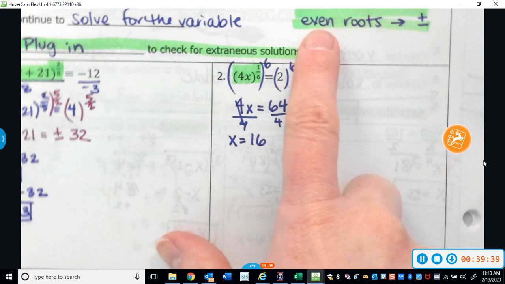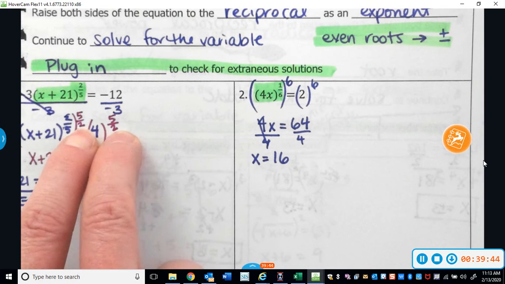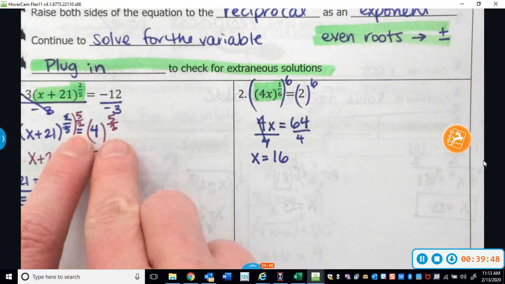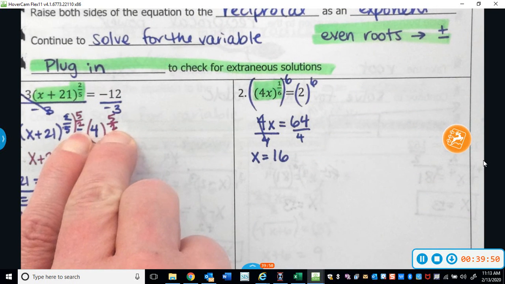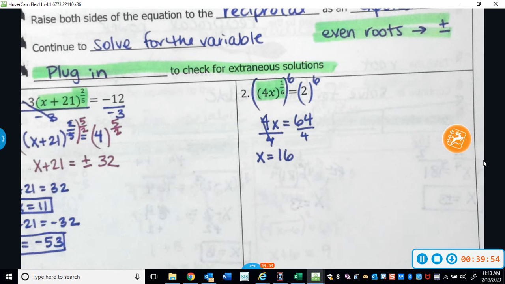It's whenever you are taking an even root on both sides. So when I did this here, I know it's hard to tell because I used an exponent that's a fraction, but I did a square root on both sides. It's an even root, so I know that I'm going to have to do plus minus for my answer. If I did the 4th root of both sides or the 6th root of both sides, yeah.